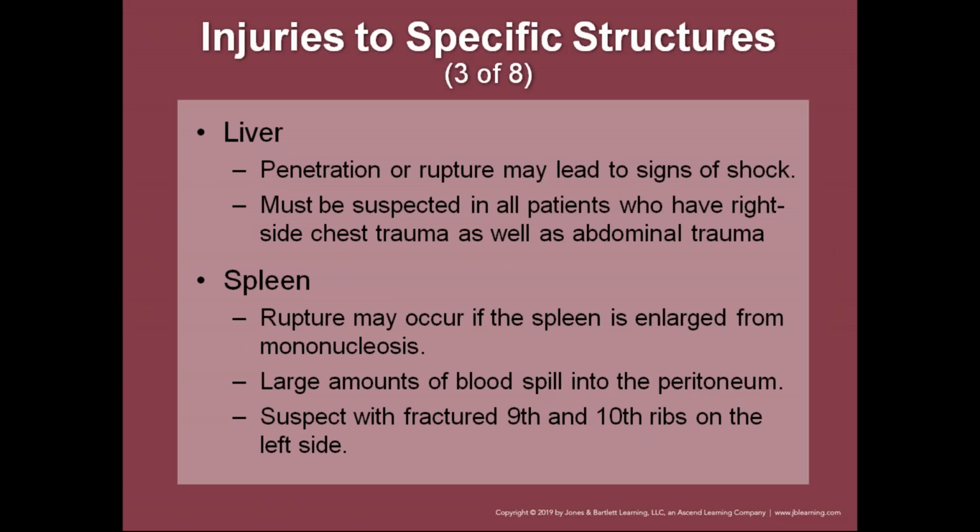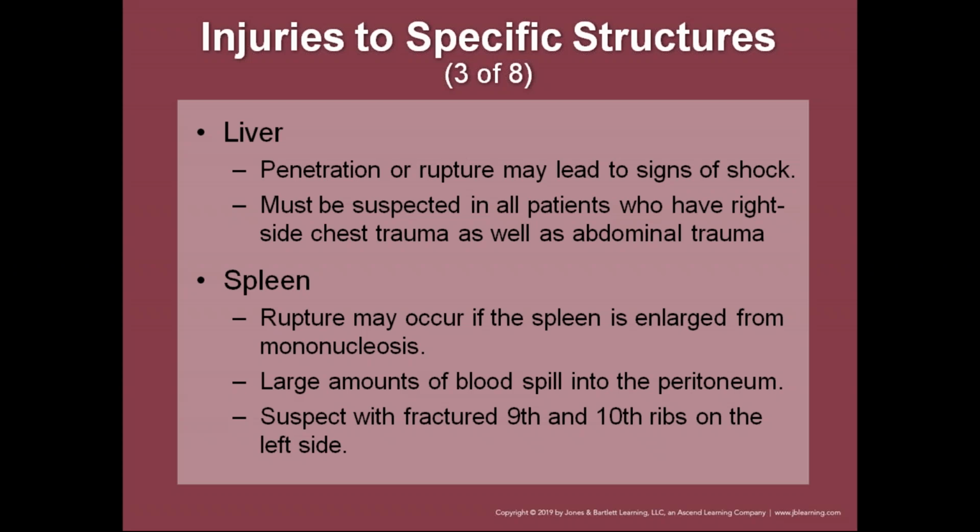Here we're going to talk about the liver and spleen. Livers can be penetrated or ruptured and may lead to signs of shock. The liver has a lot of blood going through it, helping filter out some of that blood. It must be suspected in patients who have right-sided chest trauma as well as abdominal trauma.